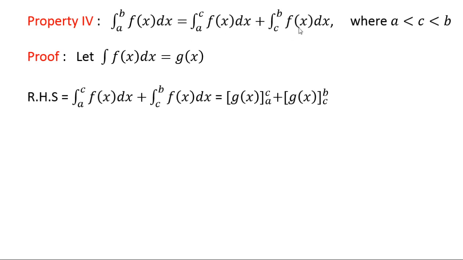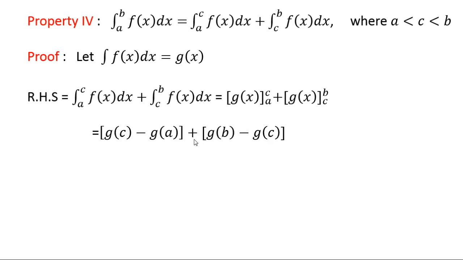So I will evaluate the right hand side integral and show that its value is g of b minus g of a. Integral of f of x, g of x between limits a to c, plus integral of f of x, g of x between limits c to b. Now this I write as g of c minus g of a. Then this g of b minus g of c, because upper limit is b and lower limit is c. Here upper limit is c, so c comes first and lower limit is a.